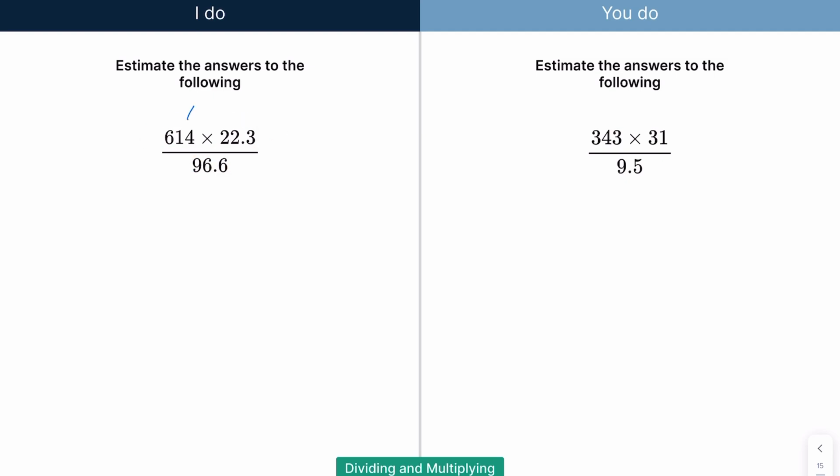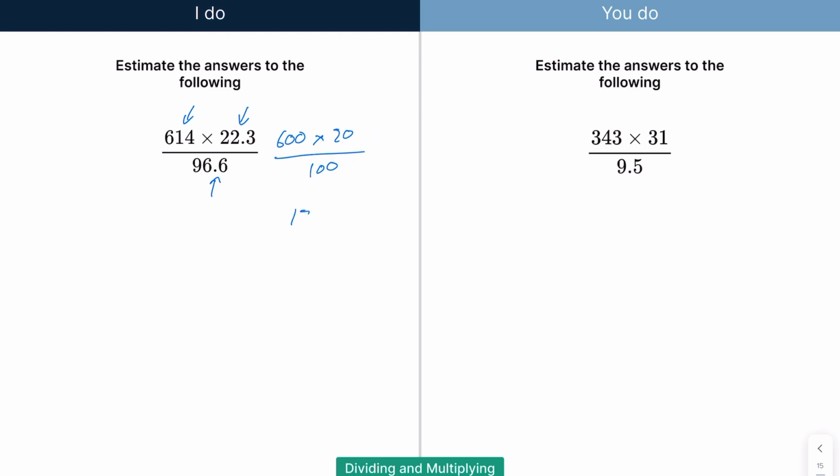So the exact same thing. We're going to round this to one significant figure. That becomes 600. We are then going to round this to one significant figure, that becomes 20. And then we are going to round this to one significant figure, which becomes 100. Now we're just going to solve that. So if we do the top, this is going to be 6 times 2, which is 12. And then we just add 3 zeros on.